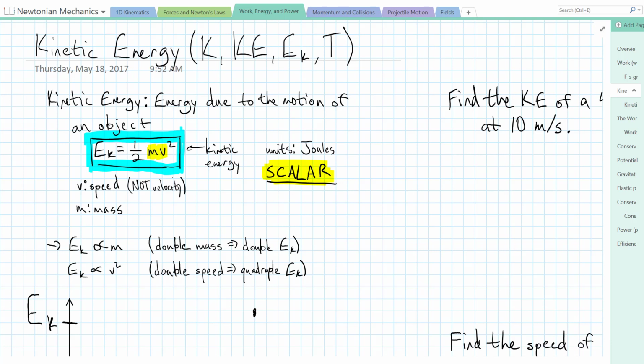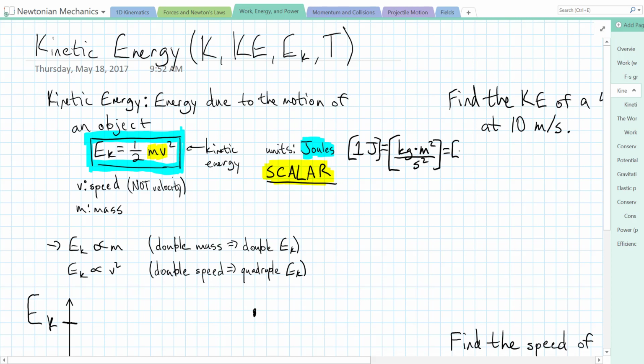And the units for kinetic energy are going to be our units for all energy and work. They're going to be units of joules. The symbol for a joule is a capital J. 1 joule is equal to a kilogram times a meter squared divided by a second squared. Another way of writing joules is a newton times a meter, a unit of force times a unit of distance.